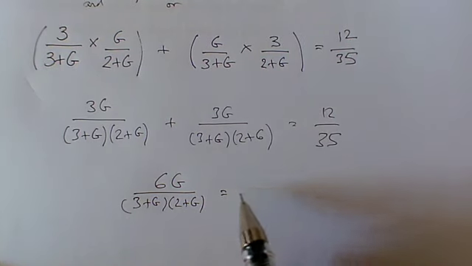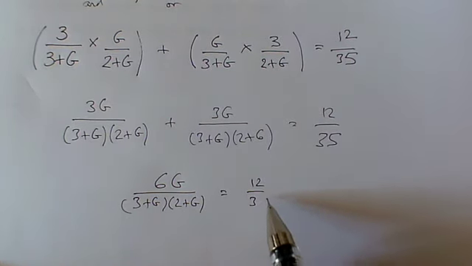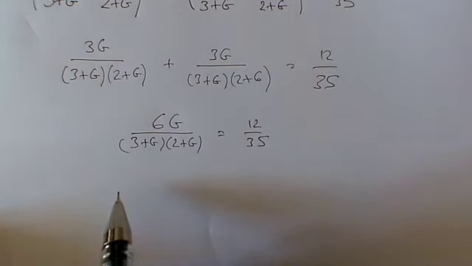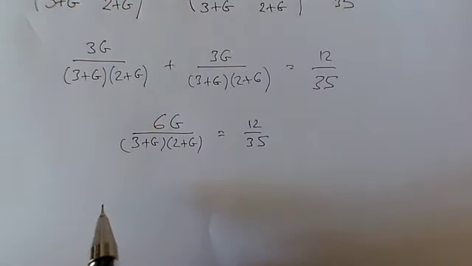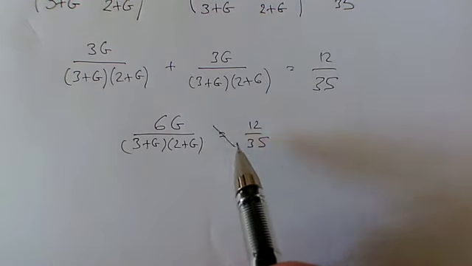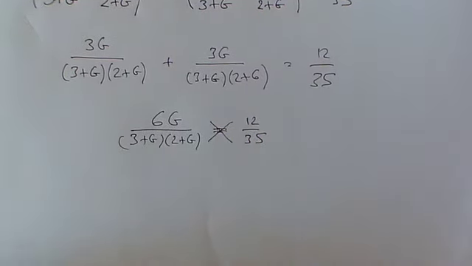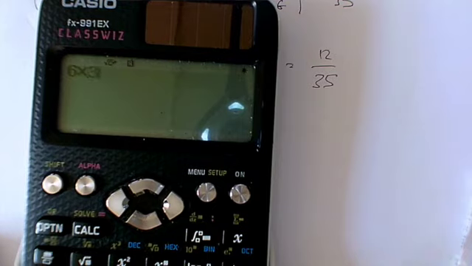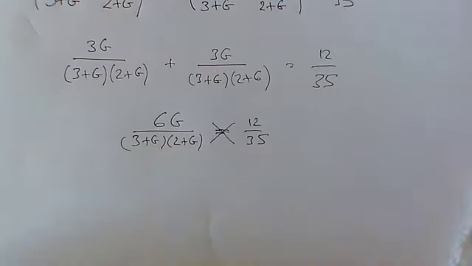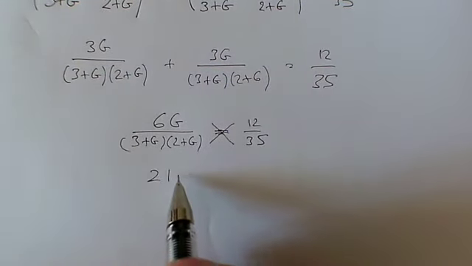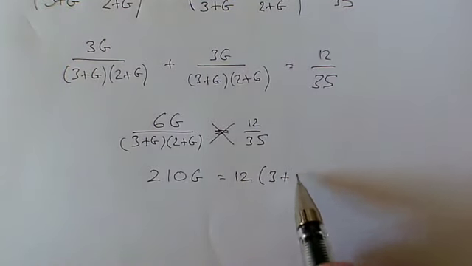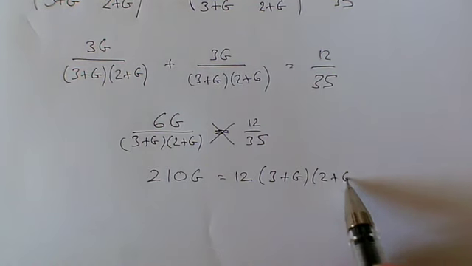And that means we can do my favourite thing, which is cross multiply. So let's multiply the 6G with 35 and the quadratic factors with 12. That's what you can do when you cross multiply, just like a half is equal to 2 quarters. So if I multiply the 6 with 35, I'm going to get 210G equals 12 lots of (3 plus G) times (2 plus G).